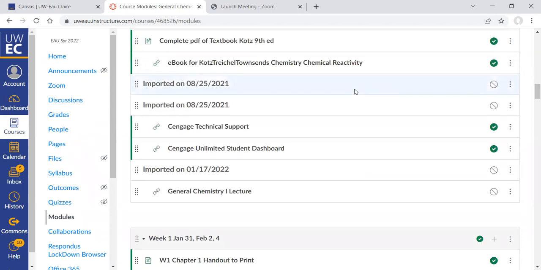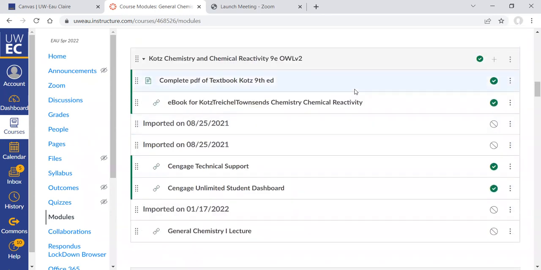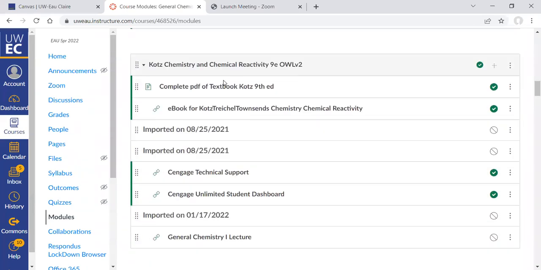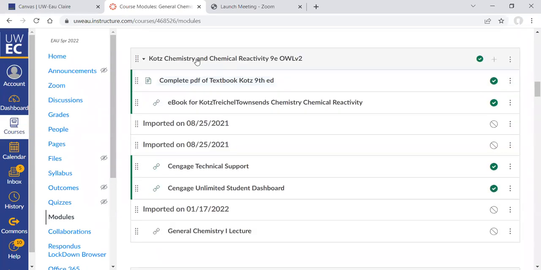Textbook, I had a question on textbook this morning or last night. So here is where I put a complete PDF of the textbook. In Canvas, once you scroll down a little bit, you see COTS chemistry. Here's the complete textbook. Here is an ebook that you get when you buy the OWL code, and that's pretty good. So that's kind of a shortened version, but here's a complete PDF of the book.